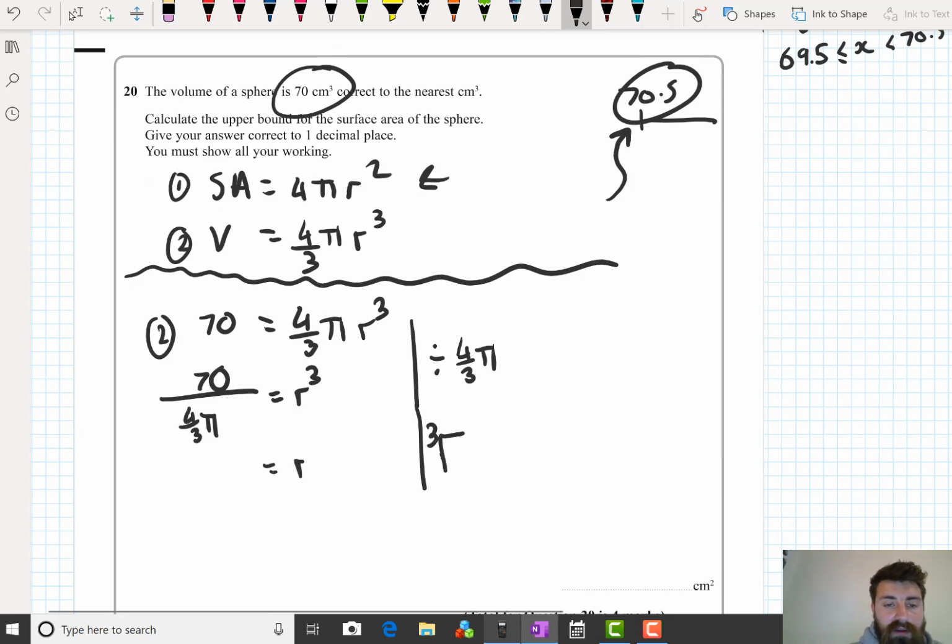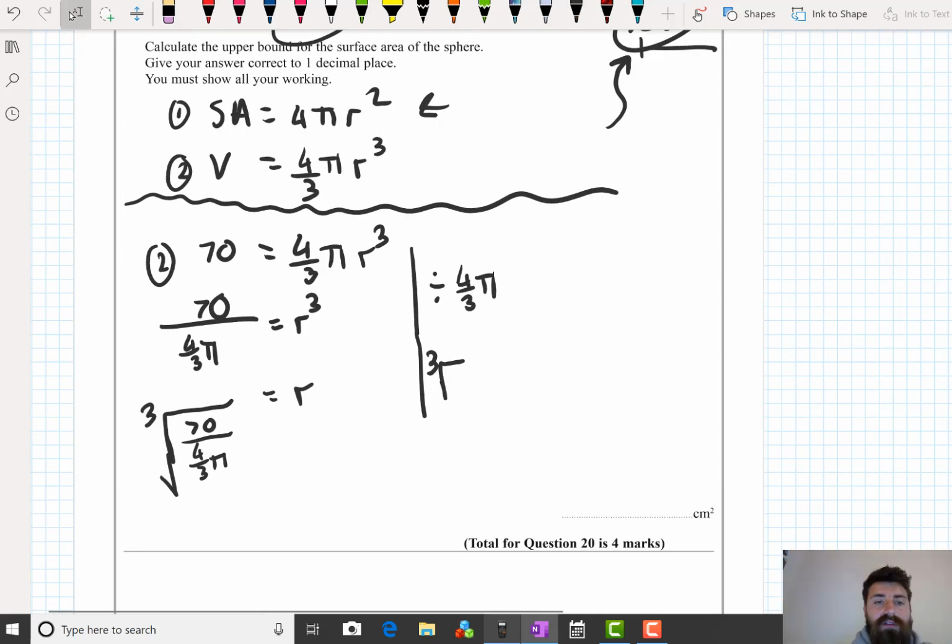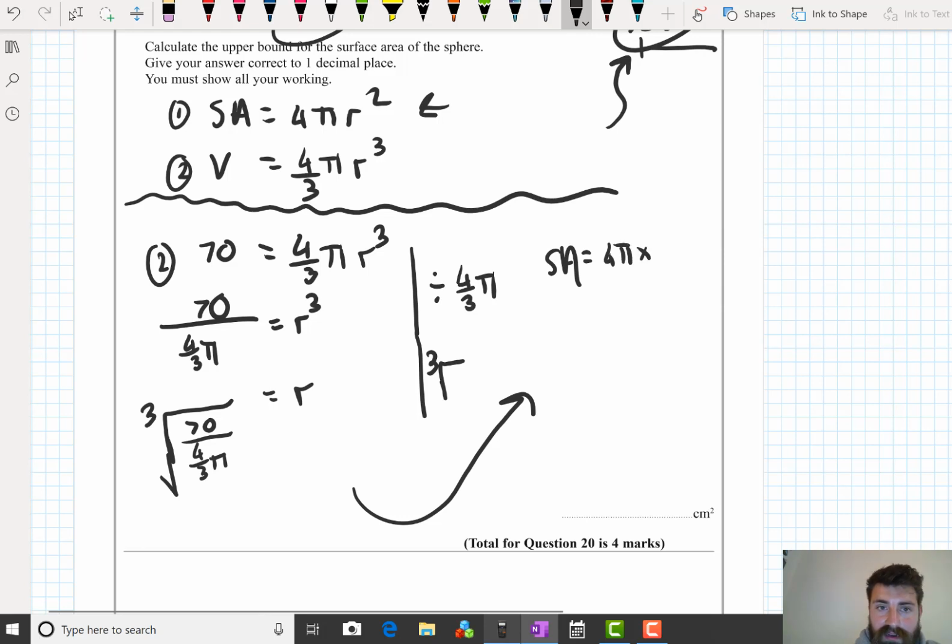If I cube root this, I'm not going to work this answer out and introduce an error, and even then this 70 potentially could be 70.5. We'll talk about that in a second. Now we want to work out the upper bound of the surface area, so bear that in mind. Now I've got r, I need it for the surface area. The surface area is 4 pi times the radius squared, where r stands for the radius, if you didn't know. That's this value, which is the cube root.